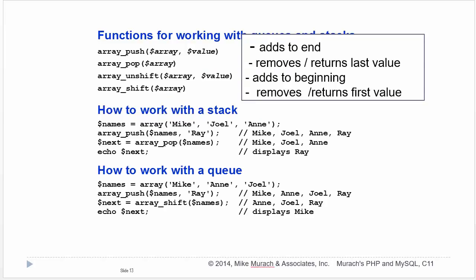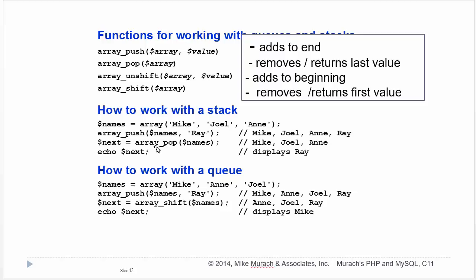Some functions for working with arrays that can add elements and remove elements. Push adds it to the end. Pop, array underscore pop, removes and returns the last value. Unshift adds to the beginning, and shift removes and returns the first value. So here, if we have this array of our 3 names, and we're going to use array underscore push, and we're working with the existing array, and we're passing it the value of Ray, it will add Ray to the end. So this is what it would return.